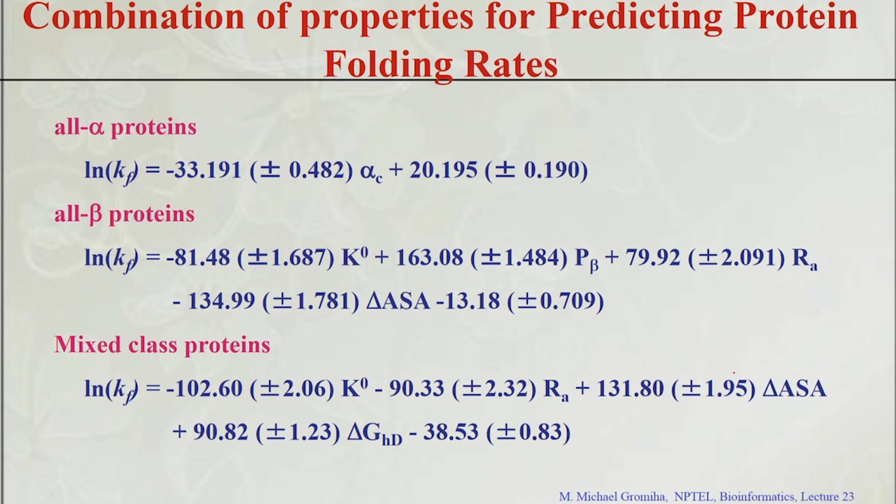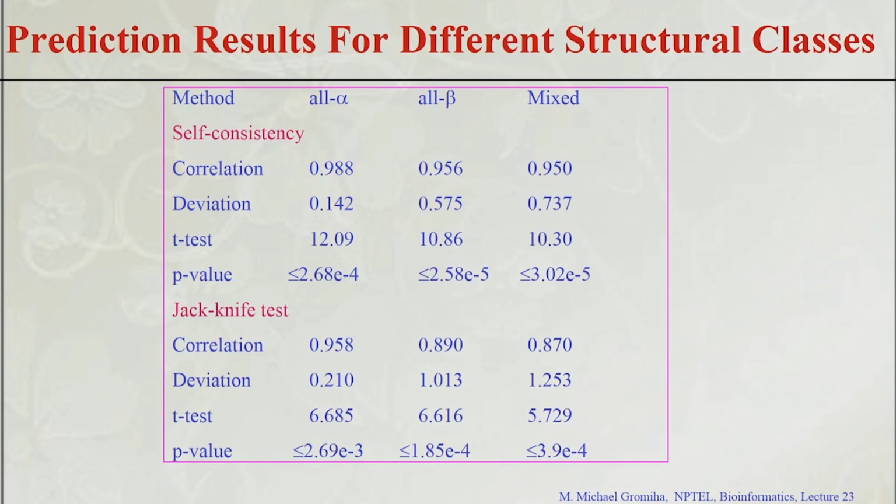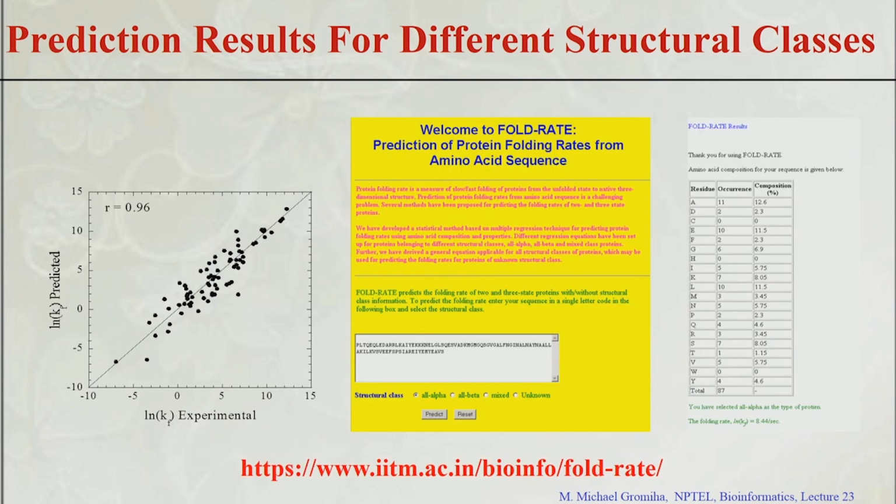If you use these equations, then you can get a correlation of 0.9 for each of the classes, and the deviation is comparatively low. We checked with the t-test and the p-value, so the values are also statistically significant. Once it is done, we can develop a program, right. So this is the relationship between experimental and predicted values. You can see the good correlation, because most of the proteins lie on the 45 degree slope. So now if we get this, then we can make a server, right.